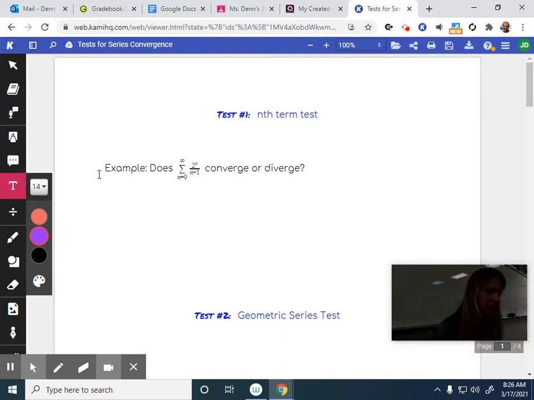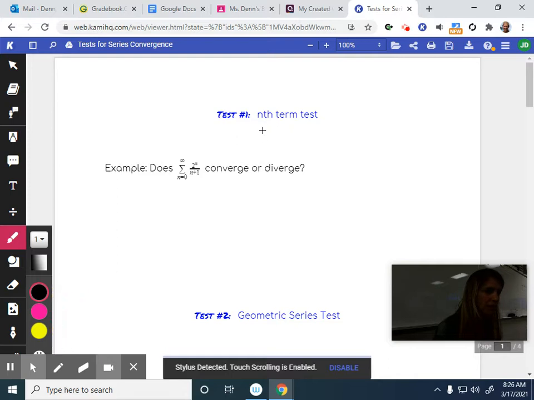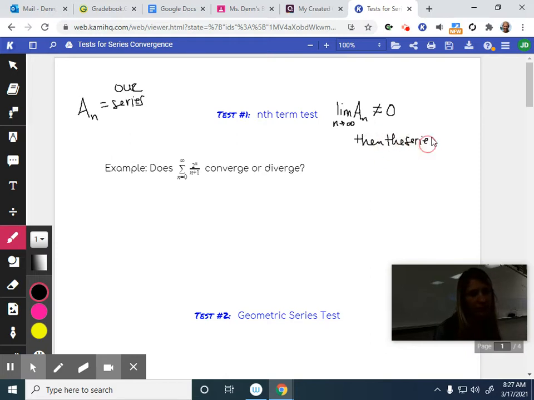So the nth term test technically says, let's write up a technical definition. The nth term test says, I should have left myself more room, but whatever. If the limit of our series, I'm calling a sub n our series, if the limit of our series as n approaches infinity, of course, does not equal 0, then the series diverges.